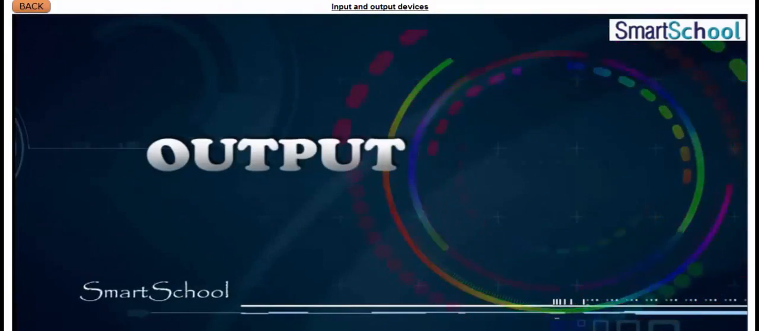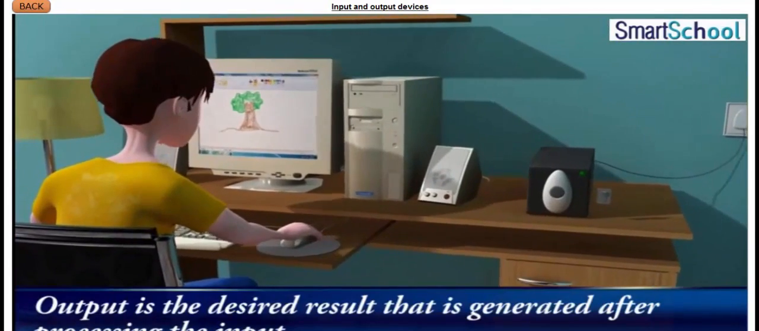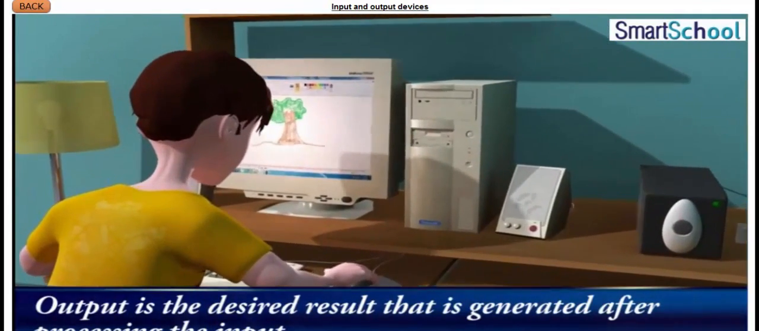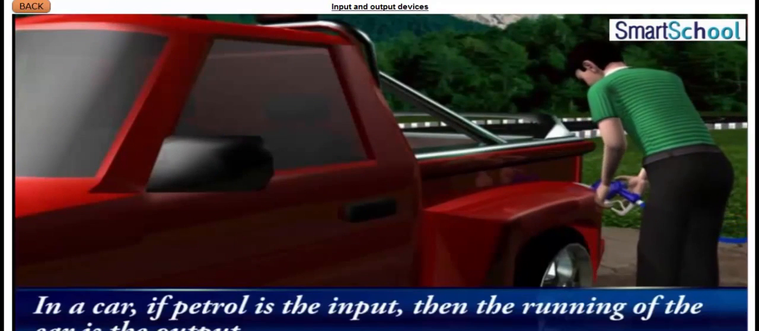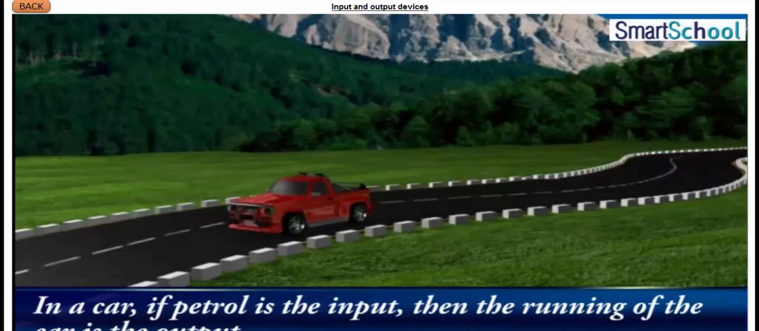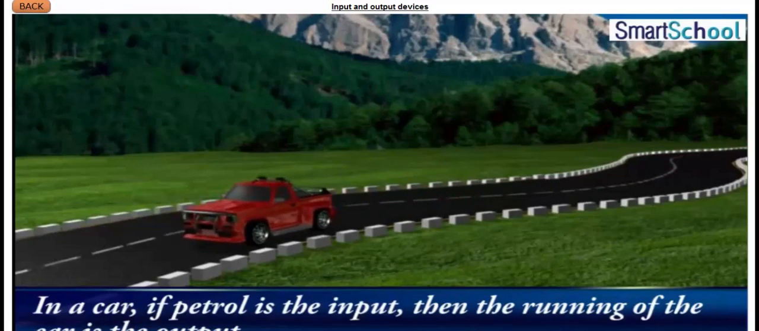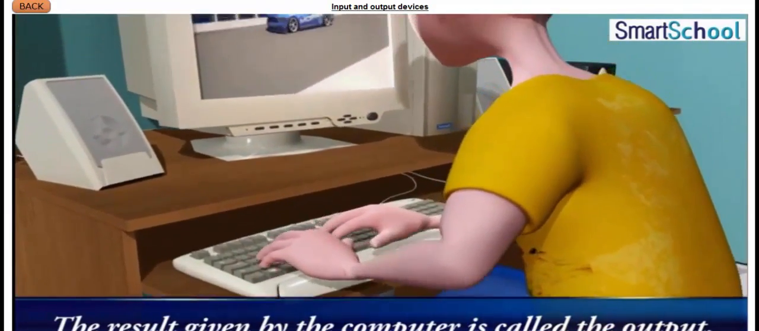Output. Output is the desired result that is generated after processing the input. For example, in a car, if petrol is the input, then the running of the car is the output. Similarly, the result given by the computer is called the output.